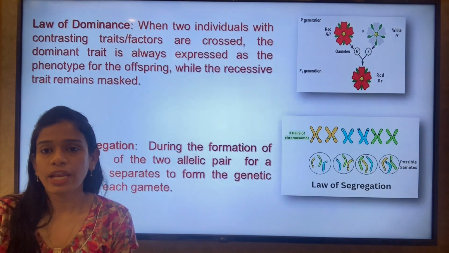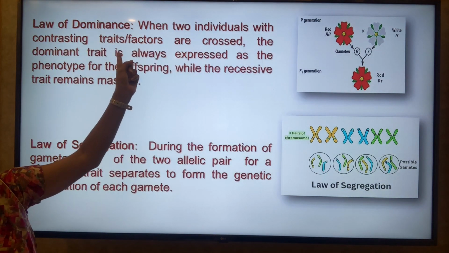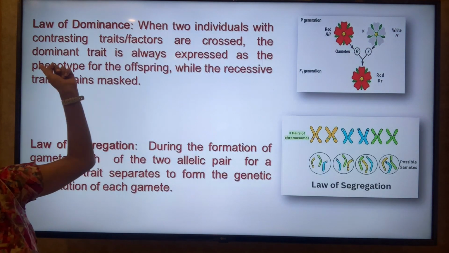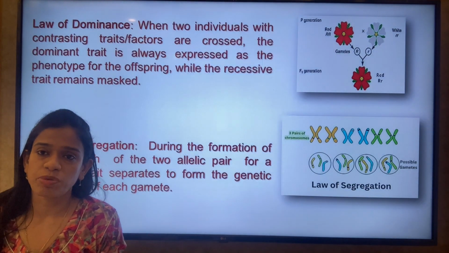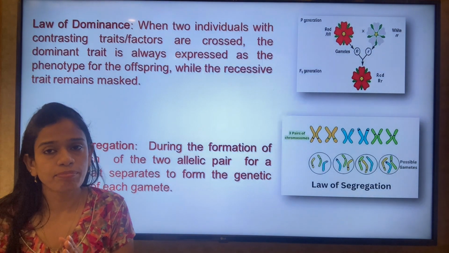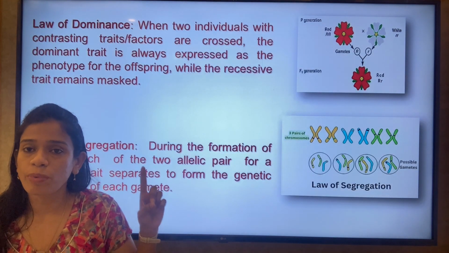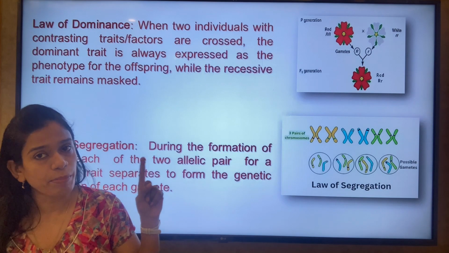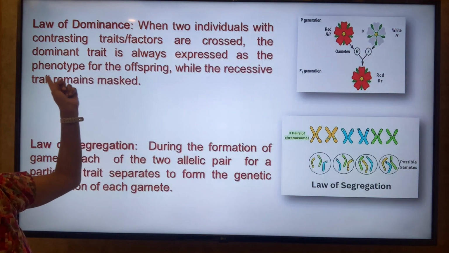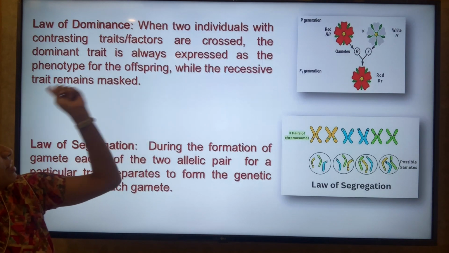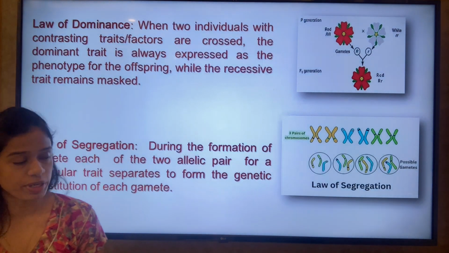That is, when 2 individuals with contrasting traits or factors are crossed, the dominant trait is always expressed. Just as you saw in the experiment, the capital T and small t plants were crossed. What did you get? All were tall plants, but the genetic constitution was capital T, small t. So the dominant trait is expressed as the phenotype in the offspring while the recessive remains masked. That explains the law of dominance.